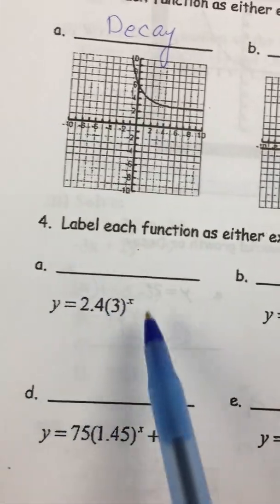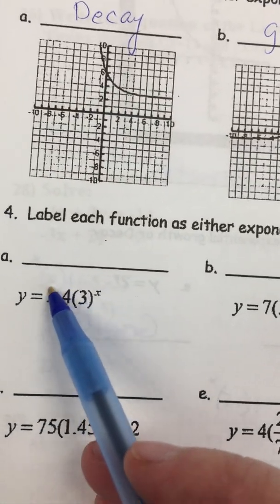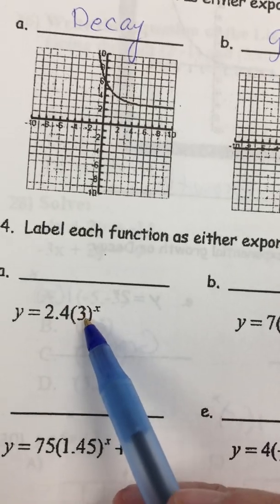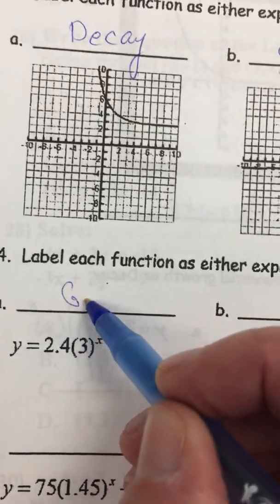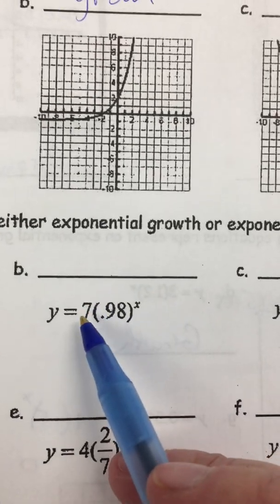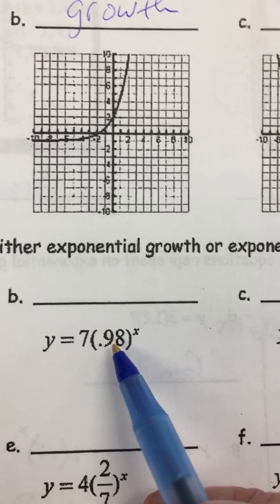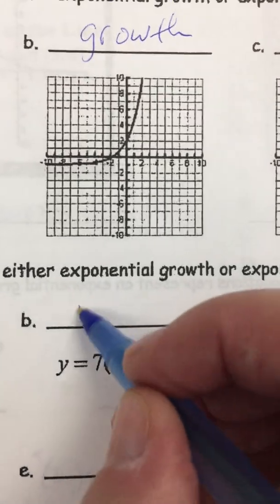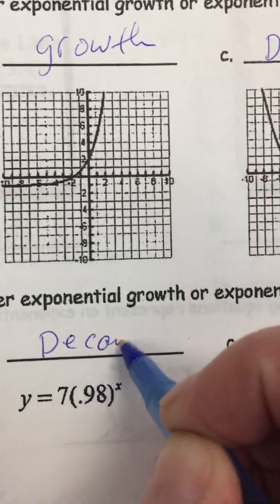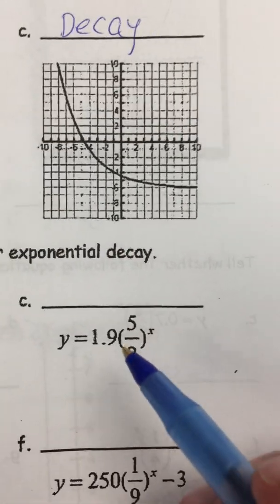Label each function either exponential growth or decay. This time they're not giving us a picture, they give us the equation. This is the initial amount, but this is my growth factor. Is it bigger than 1? Yes, so it's growing. Here's the equation, here's the initial amount, and I've got 7 crickets before the population does something. Is it bigger than 1? No, it's less than 1. So this one is decaying. Some of my 7 crickets are about to kick the bucket.